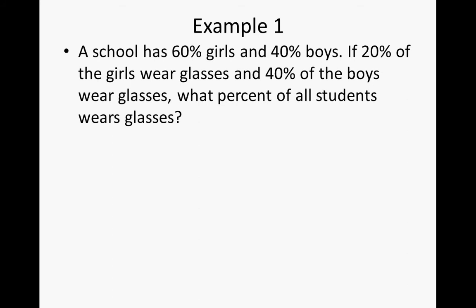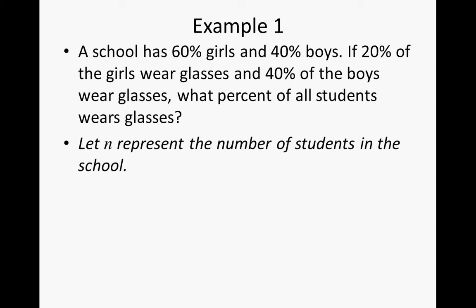Alright, so now you should be at example 1, and if you weren't part of the in-class exercise, then this is where you would start your lesson. So a school has 60% girls and 40% boys. If 20% of the girls wear glasses and 40% of the boys wear glasses, what percent of all students wear glasses?